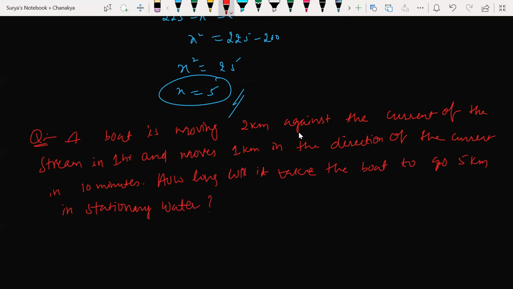Boat is moving 2 kilometers against the current of the stream in 1 hour, and moves 1 kilometer in the direction of current in 10 minutes.